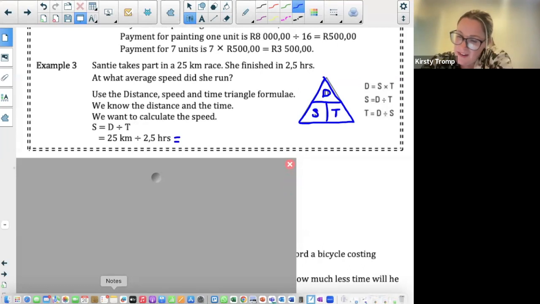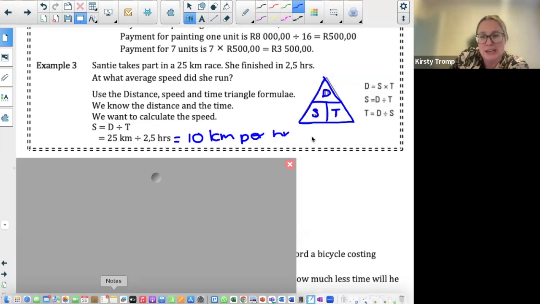The answer is 10, ma'am. Well done. 10. And we're always going to tell them what we're doing. So 10 kilometers per hour. Well done. Thank you so much, Amishle.